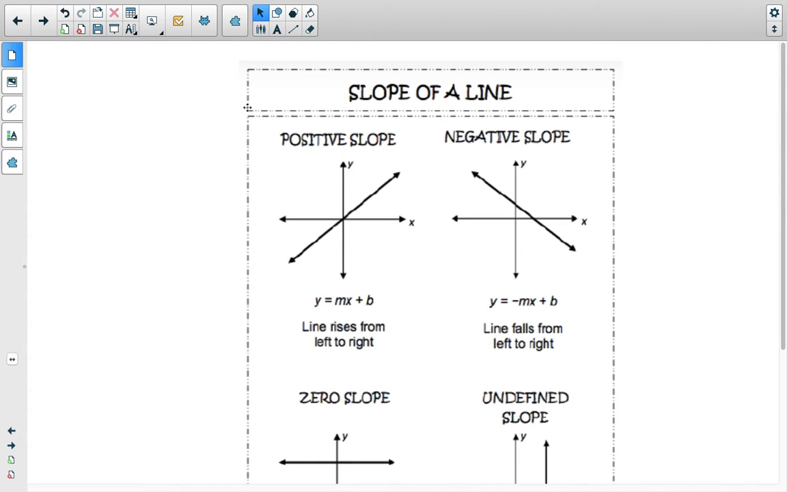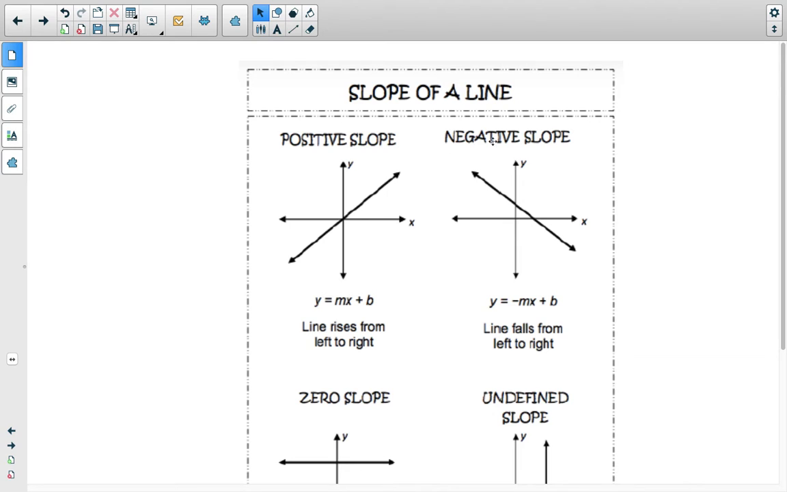The next part is just to know the differences in the slopes of a line. You can have a positive slope where the graph goes up and to the right. So as the x's increase, the y's also increase. So as the graph goes towards the right, the graph will go up in value. The line rises from left to right. So as we go from left to right, the graph is increasing. This is a positive slope.